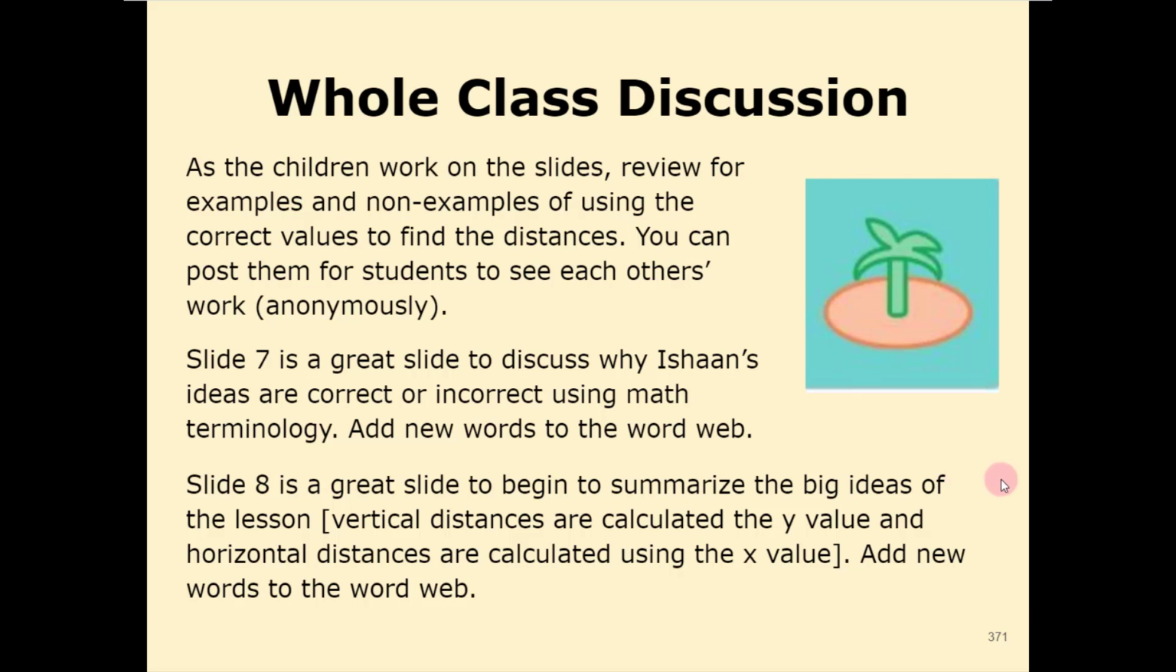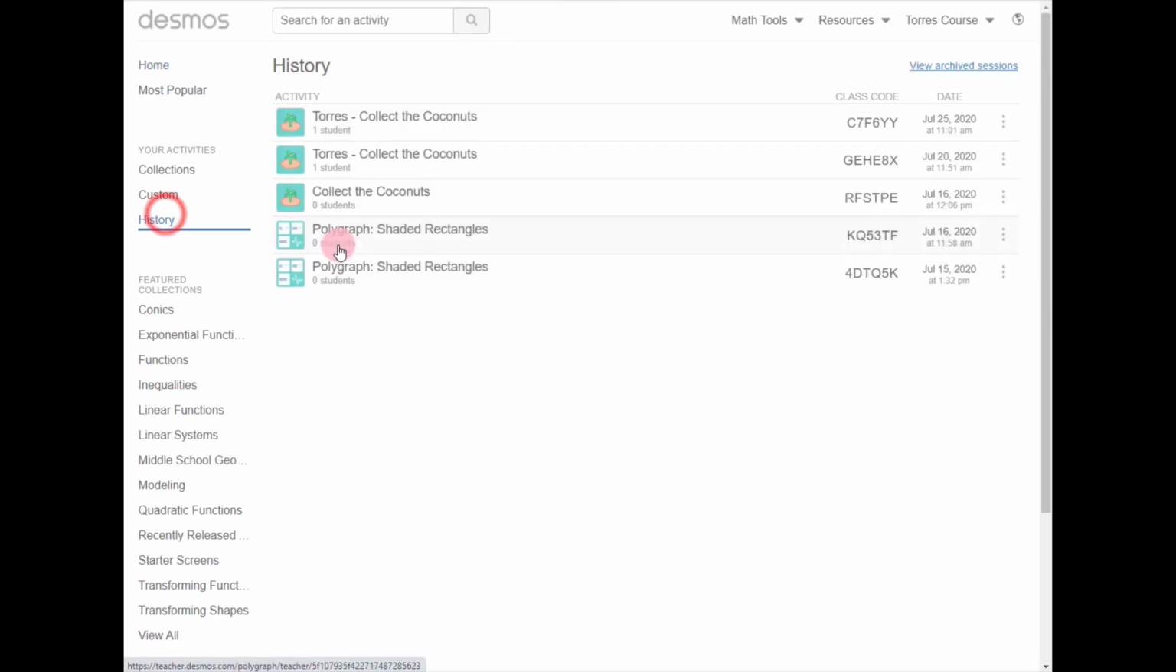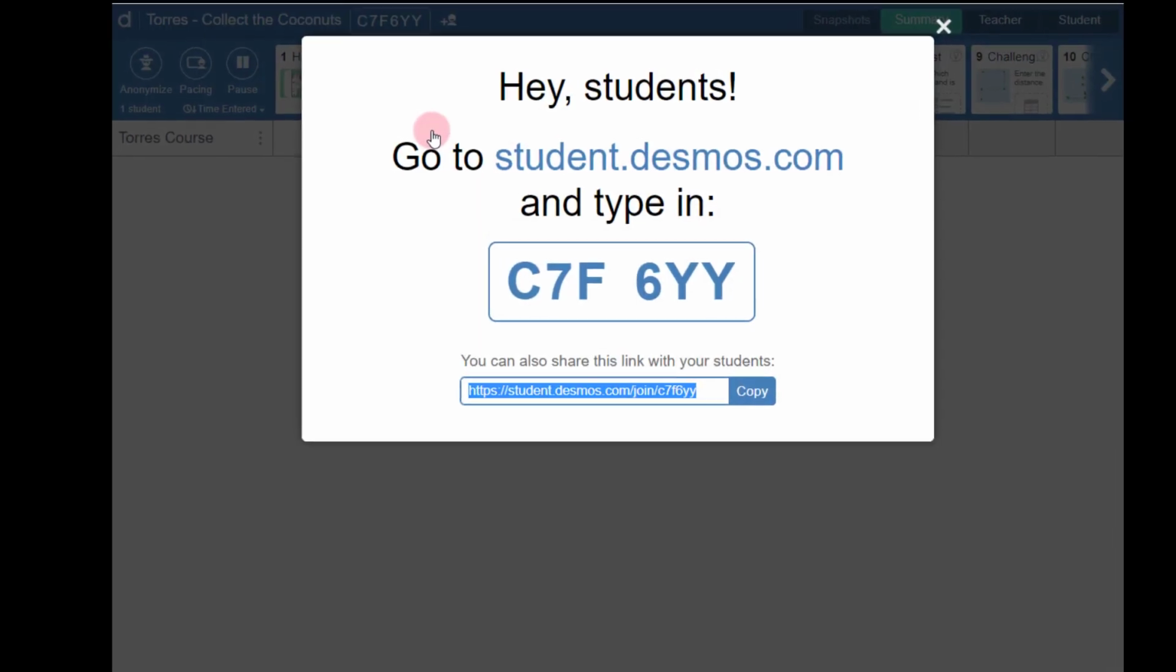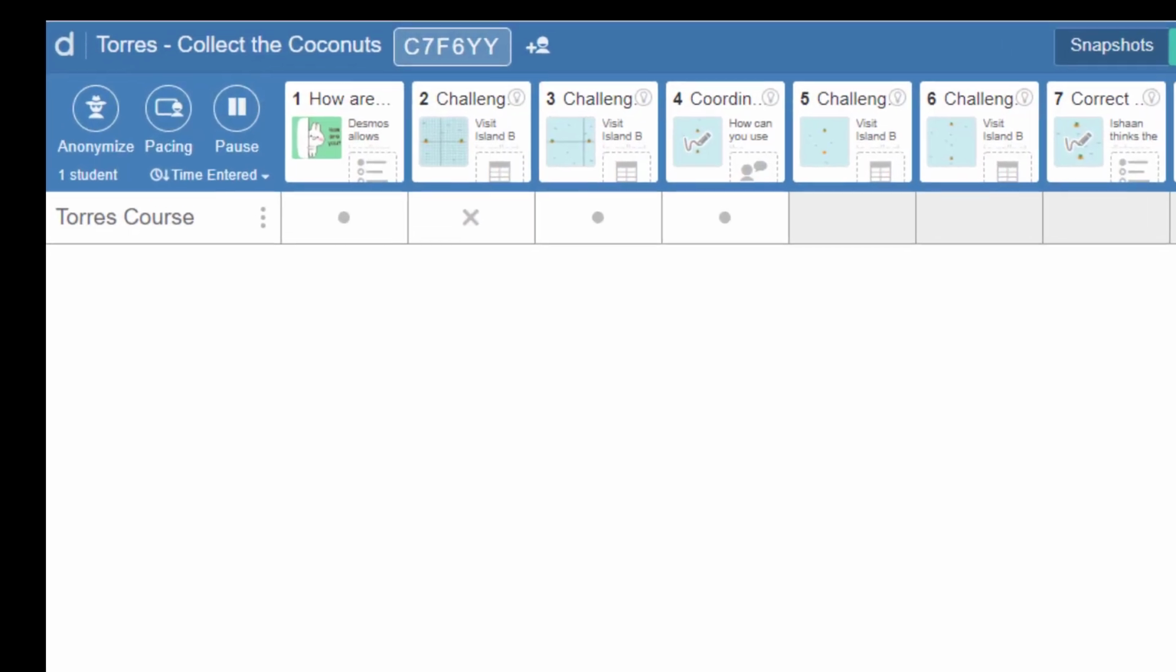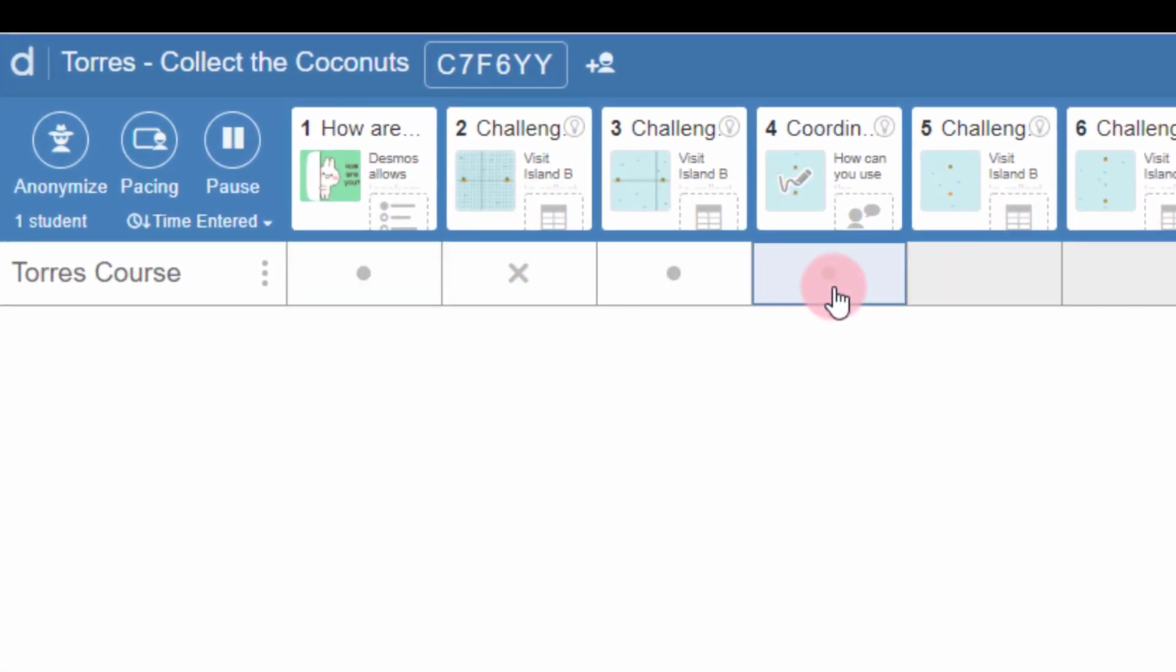So as the students work on the slides, I would just start to look for examples and non-examples of using correct values to find distances. And you can actually post the work anonymously. I don't have enough work on this particular activity for you to be able to see that, but if I wanted to, I could go here into collecting the coconuts, right? And this is what the students had been using. And I can look to see where they are. So these little dots right here are where the students are in their work.